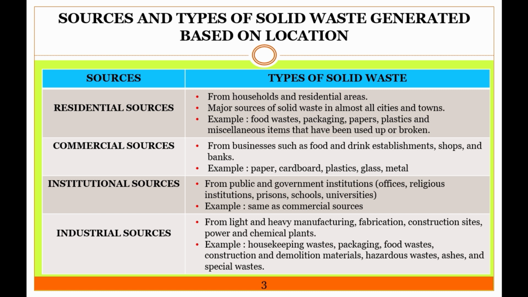Industrial sources come from various types of industrial processes such as light and heavy manufacturing, fabrication, construction sites, power, and chemical plants. The types of solid waste produced from this source are housekeeping waste, packaging, food waste, construction and demolition materials, hazardous waste, ashes, and special waste.